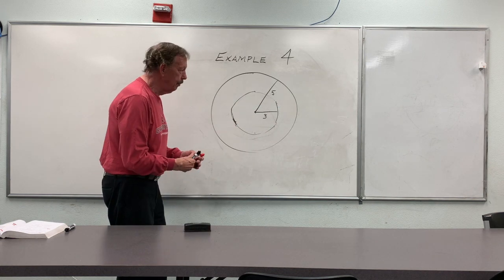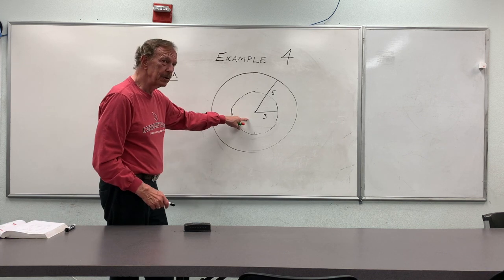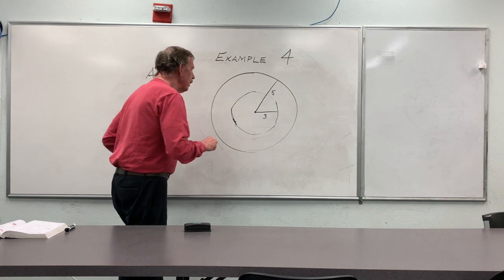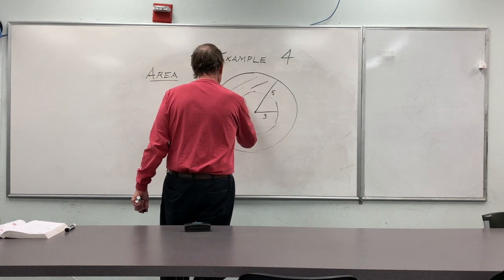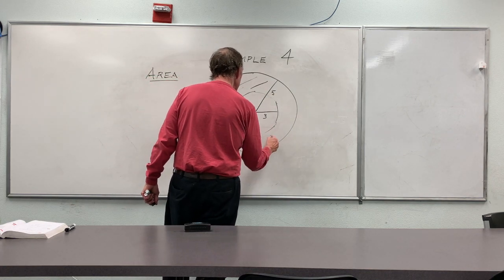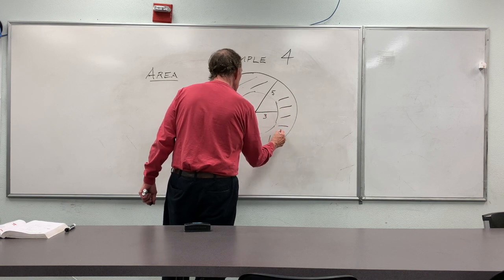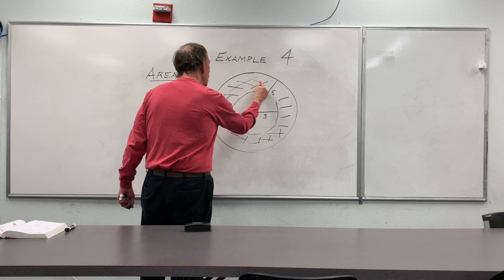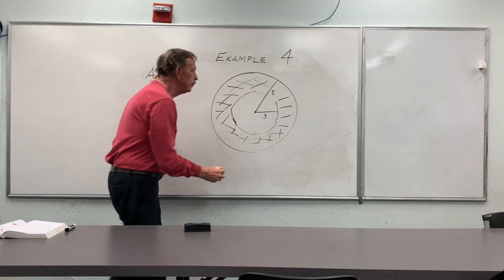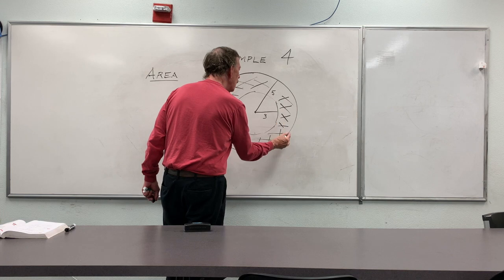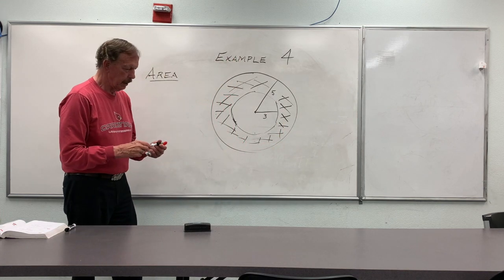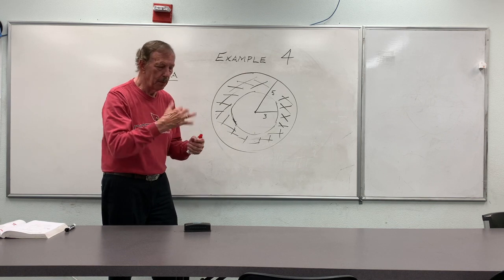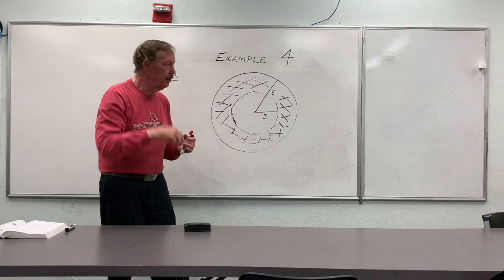In this picture, we have two concentric circles. Concentric means same center. And our problem is to find the shaded area. That shaded area is called an annulus, like a ring, annulus, round.